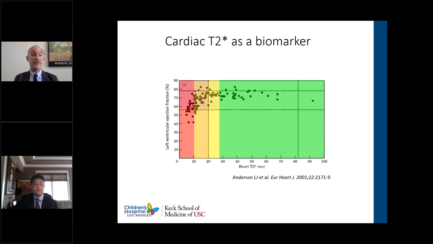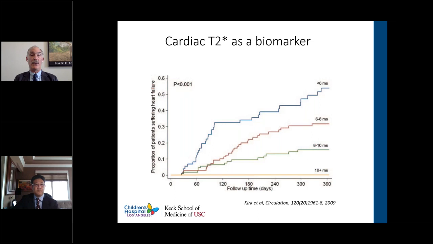Now, the astute observer will say yes, but there are many patients who have evidence of heart iron but have normal function. What happens to them? And there was a follow-up registry study that addressed that question, and this graph represents the proportion of patients who developed congestive heart failure as a function of time over a 1-year period.